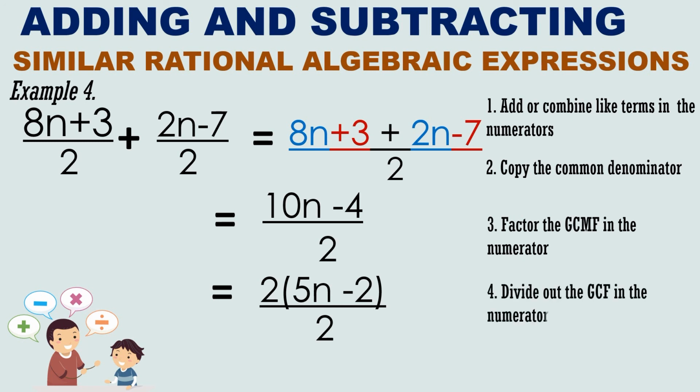So what's next? We're going to divide out the GCF in the numerator and denominator. So we're going to cancel out 2. What's left is 5n minus 2, and 5n minus 2 is the sum in the reduced form. So 5n minus 2 is the final answer.